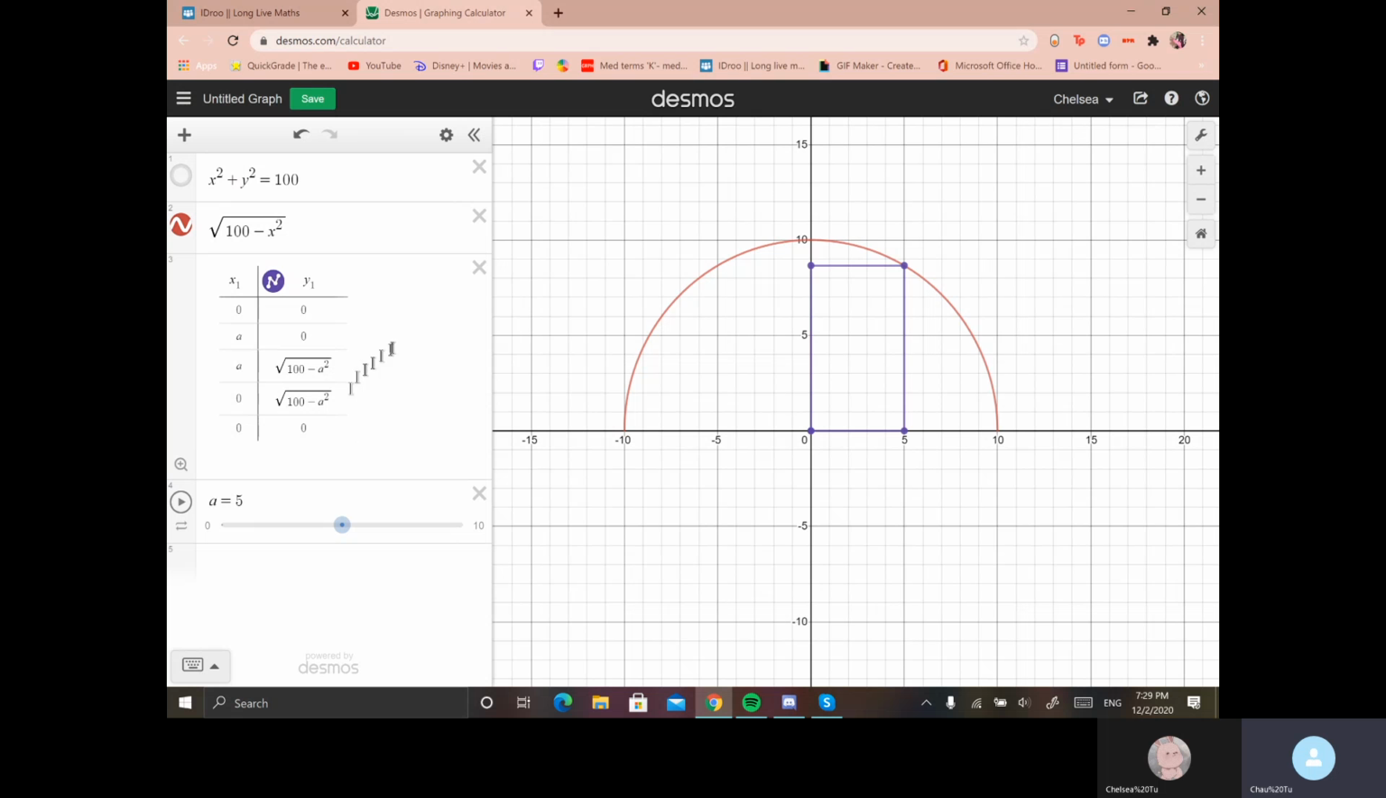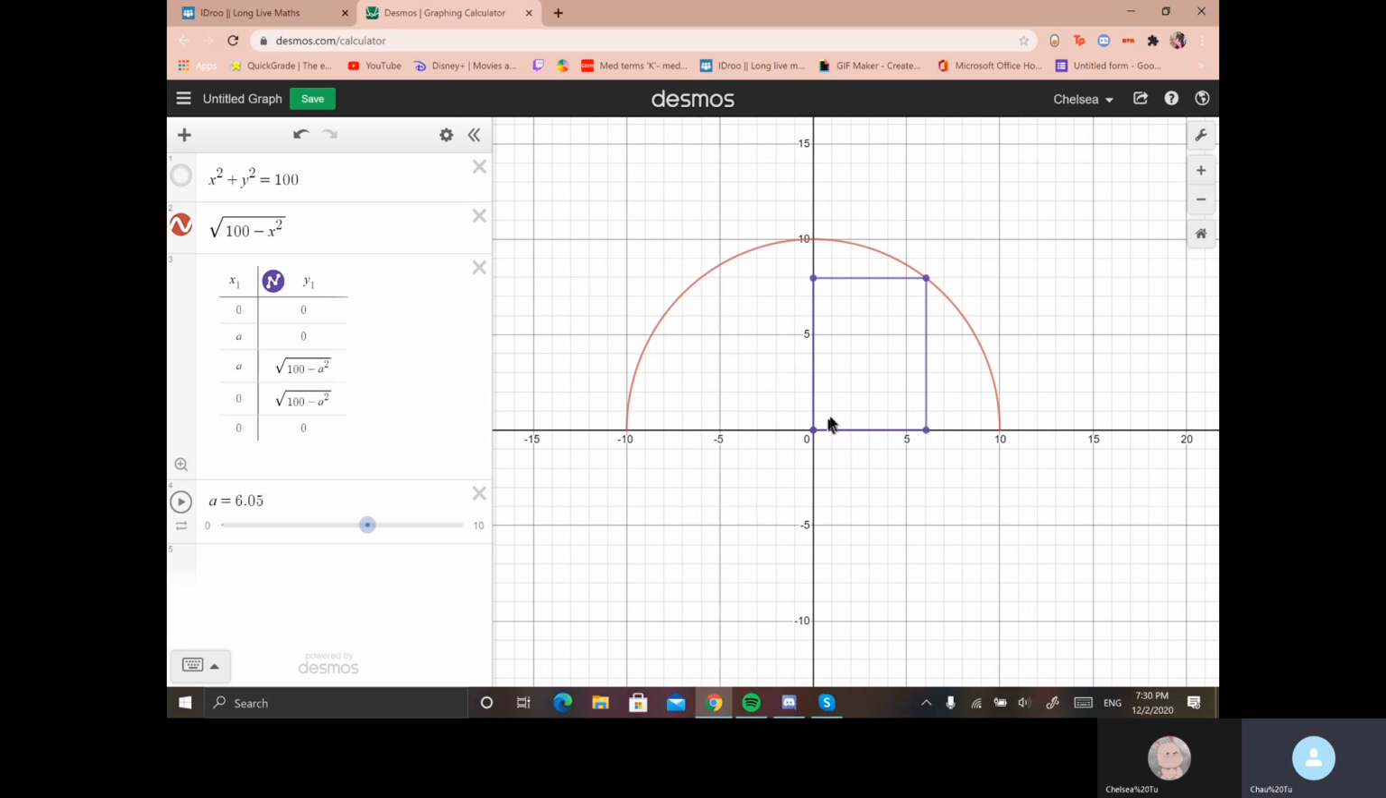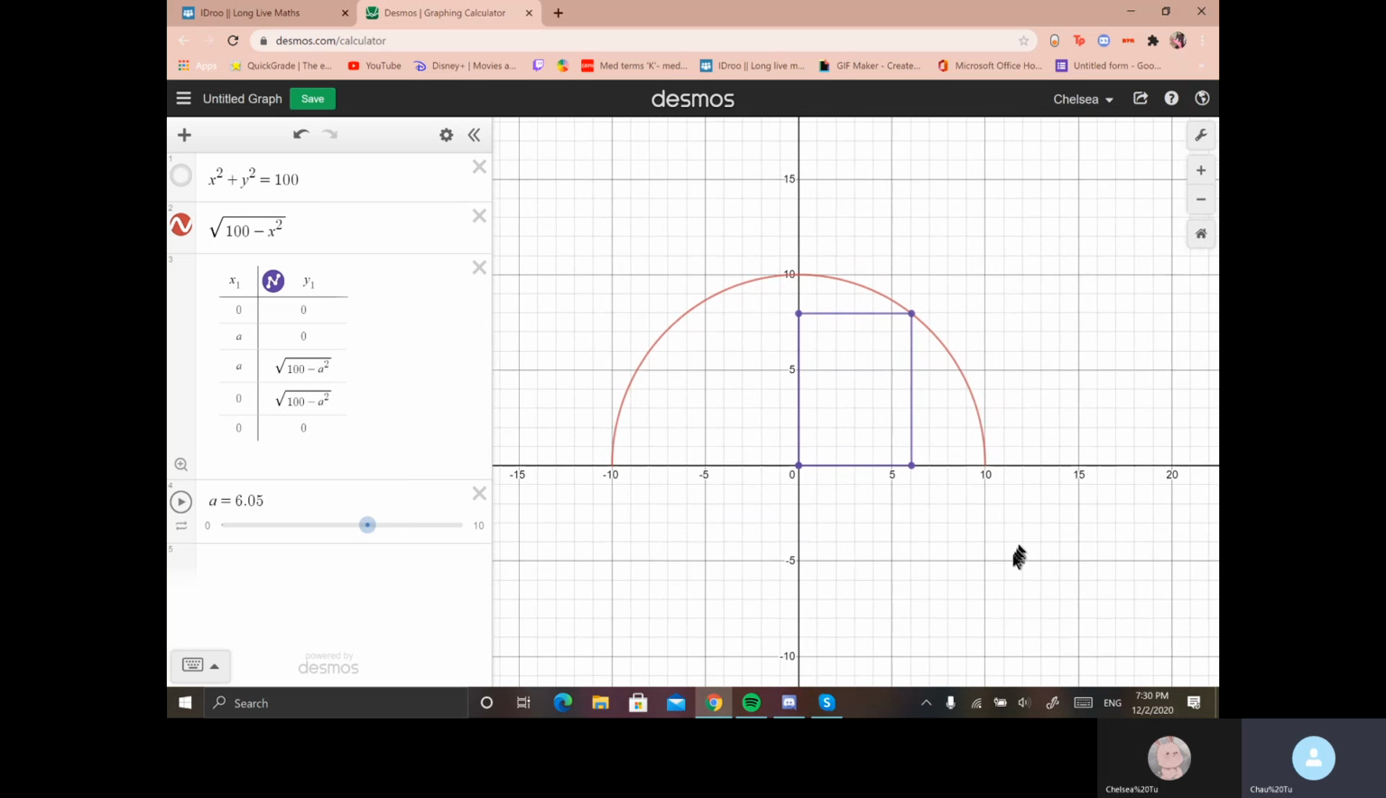Okay, so now scan it back and forth and look for the biggest area. At the moment, you're only guessing the area from your sight. You need to calculate the area for sure. So somewhere along there will give you the biggest area. Where's the biggest area, Chelsea? 5? No, I don't think it's going to be 5. Move it slightly to the right of 5. I think this area is bigger, but we've got to calculate it for sure.